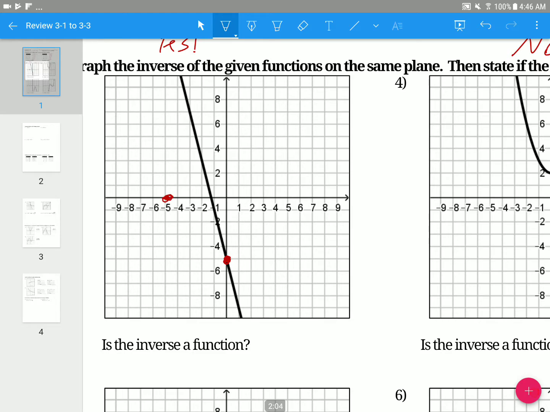All right, let's find another point. This is the point 1, -9. So I'm going to plot the point -9, 1 right there. And at that point, you have enough for a line. But I'm just going to follow it on out because I can't really do a straight edge on the computer. Again, I want you to use the straight edge on your test. And there's your inverse. Is it a function? Well, it passes the vertical line test, so yeah, it's a function.